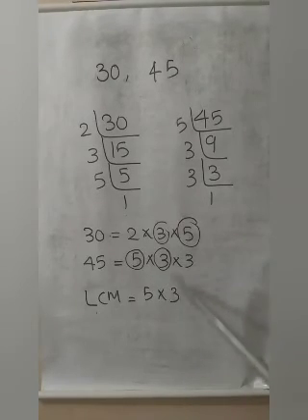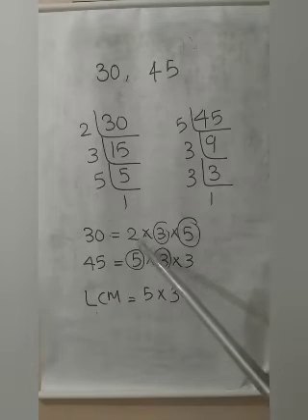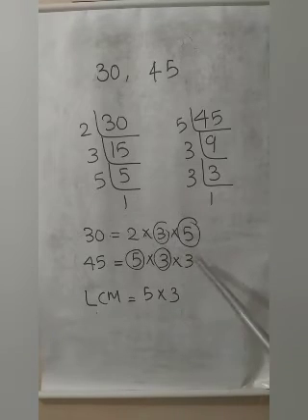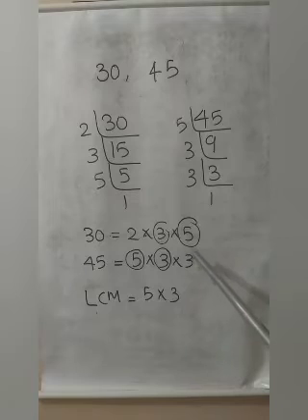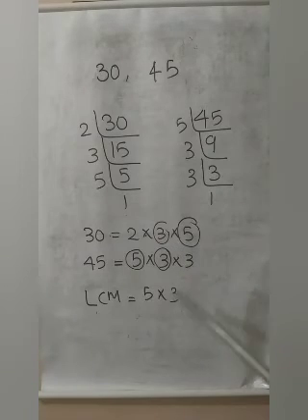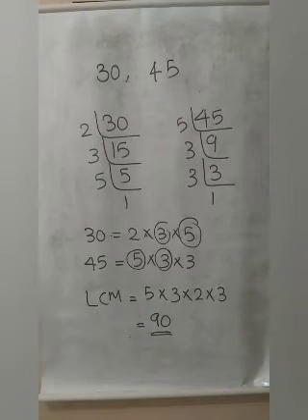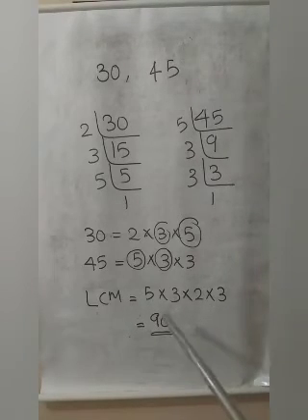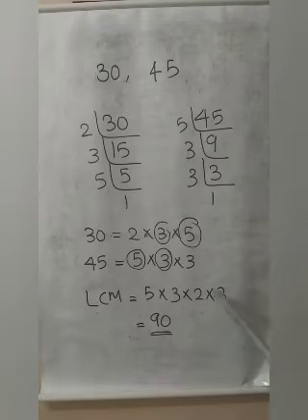The 5 and 3 we took. What is common we took here. Then what is remaining? Here 1 2 is remaining. Here 1 3 is remaining. So, that non-common factors also we have to write in the LCM. So, for LCM, first we took what is common in the factors, then we wrote what is non-common factors also. So LCM of 30 and 45 is 5 into 3 into 2 into 3, which is 90.